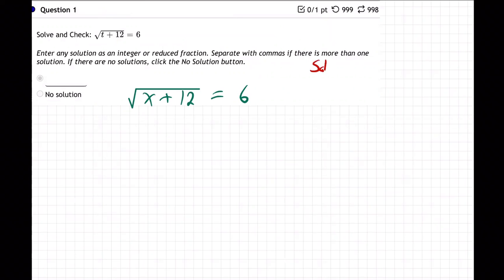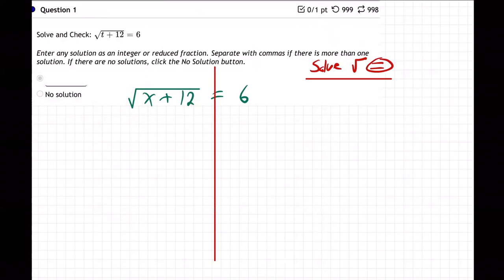So this is a new situation. How do you solve a square root with an equal sign? That's what we're talking about. We have a square root and we have an equal sign. So, you know, there's this wall of separation here.